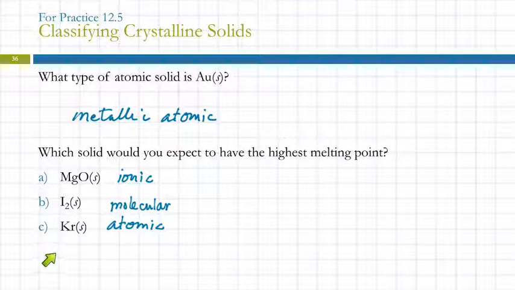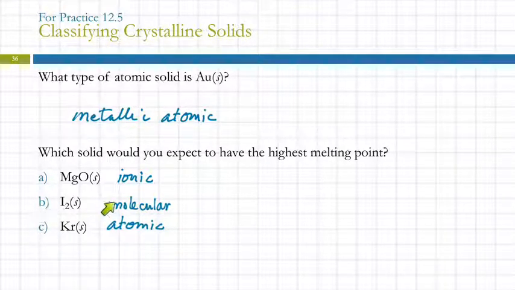So this is an example of a non-bonding atomic solid. We would expect this to have an extremely low melting point. For this one, we can be helped out by the periodic table. We can look at the color of the element symbol. It's a gas at room temperature, right? So that's probably not the highest melting point.